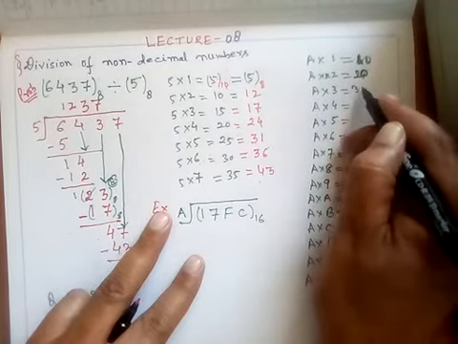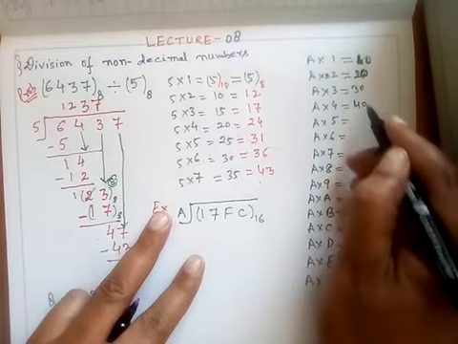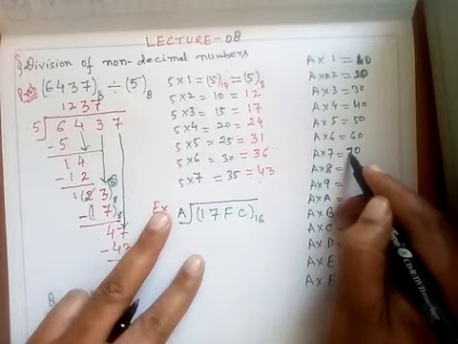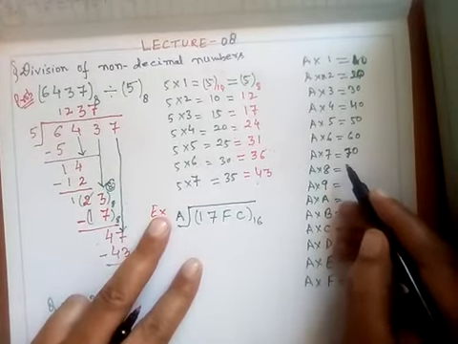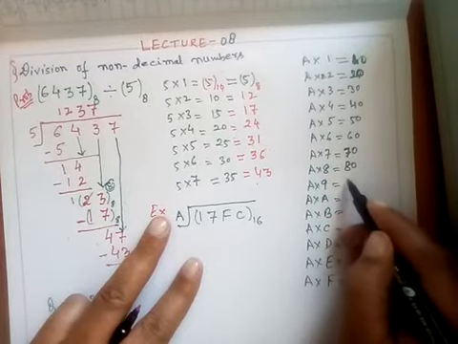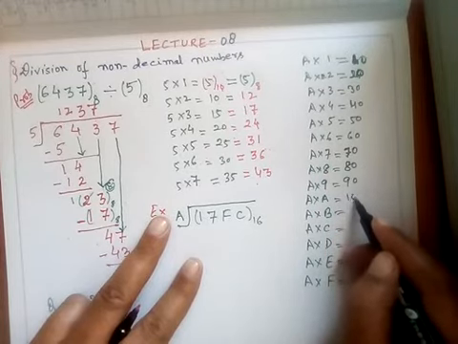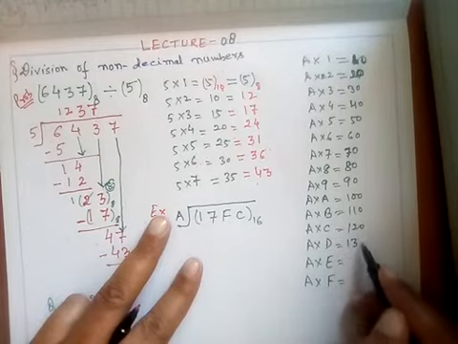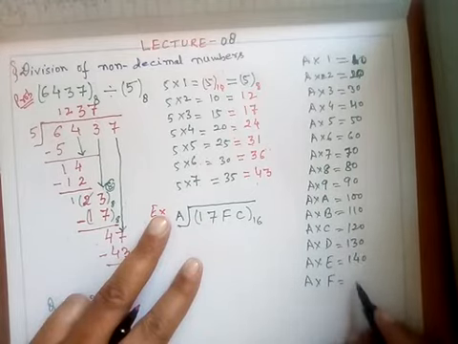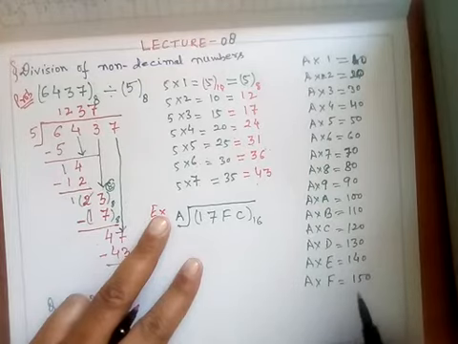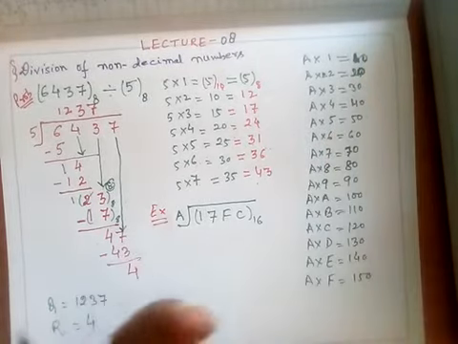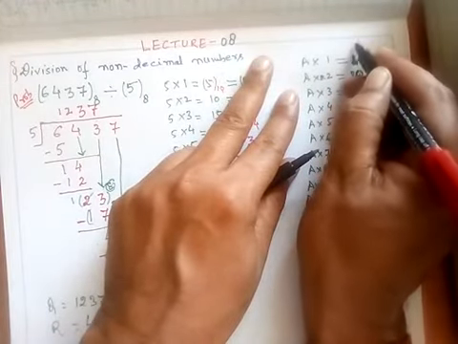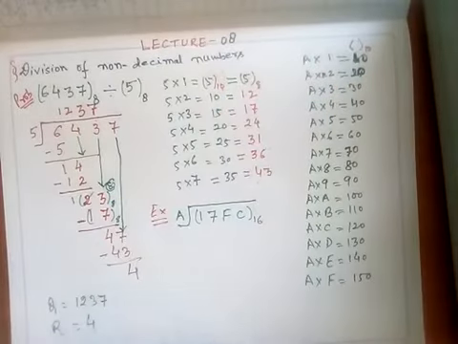10, 20, 30, 40, 50, 60, 70. Then another number you have 80, 10 9s are 90, 10 10s are 100, 110, 120, 130, 140 and 150. Now these are the numbers in decimal. These all are the numbers with base 10 here.